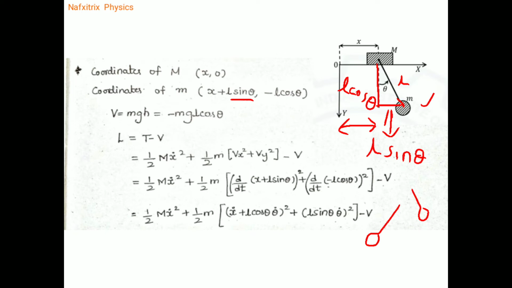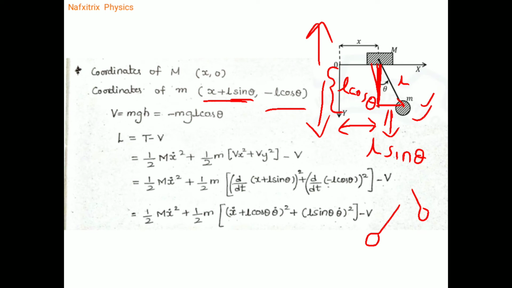So the x coordinate of this mass is nothing but x plus L sin theta, and the y coordinate here is, so this is the positive y axis and this is the negative y axis. So from here to here, that is nothing but L cos theta. So it is moving in the negative y axis direction, so its y coordinate is minus L cos theta.